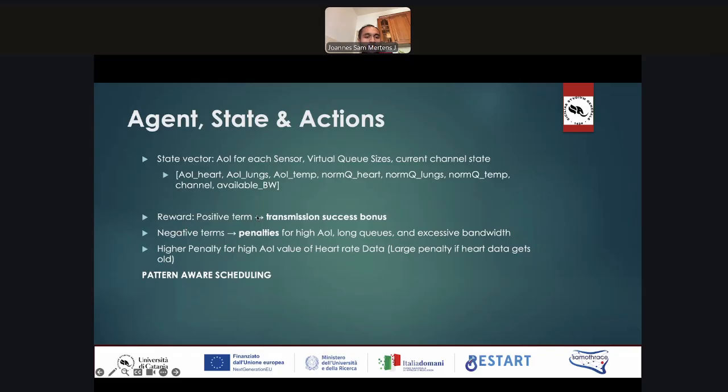If there is a high age of information value, we give penalties, so negative values. And if there is excessive bandwidth consumption, we give penalties. In the other case, we give positive reward values.